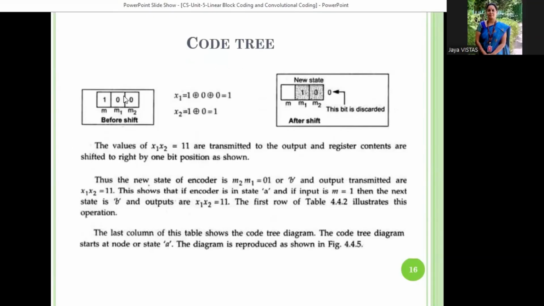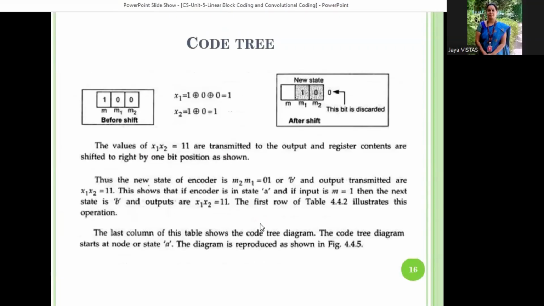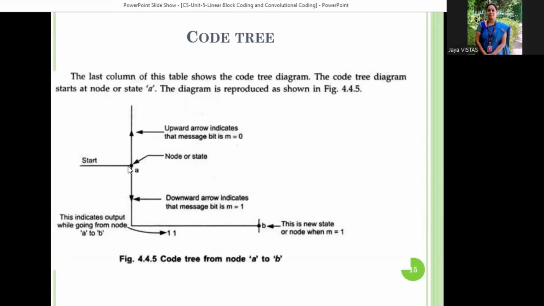The initial state 0, 0 is A, and the next state 1, 0 is B. So after the first shift, it goes to B. That's why this diagram indicates A to B. What are the output bits? It is 1, 1. We already calculated that the output bits are 1, 1. The input state is A, the new state is B. So it starts with state A, goes to state B, and the output bits are 1, 1. Likewise, in each shift we can draw the code tree.